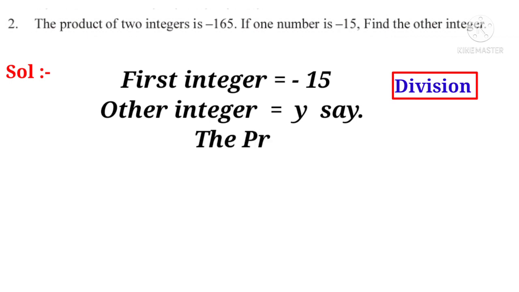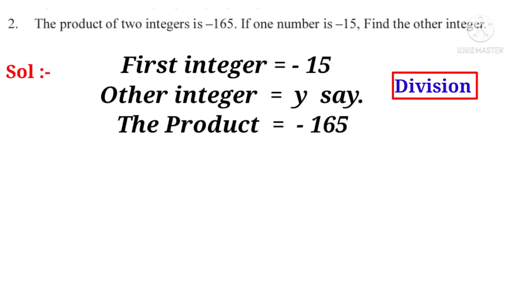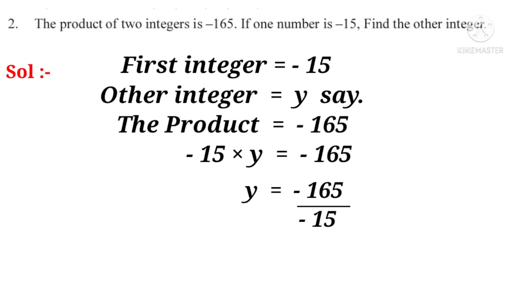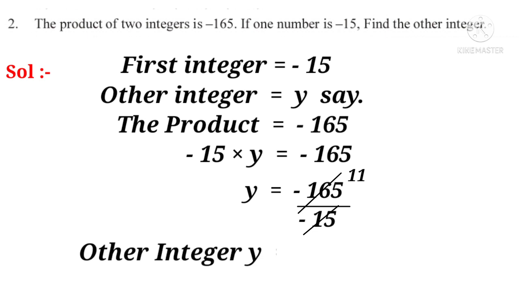Then the product is given equal to minus 165. Product is nothing but multiplication of two numbers. That is minus 15 into y is equal to minus 165. Now y is equal to minus 165 by minus 15. Minus divided by minus is plus. So on simplification by 15, 15 11 ja. So other integer y is equal to 11.